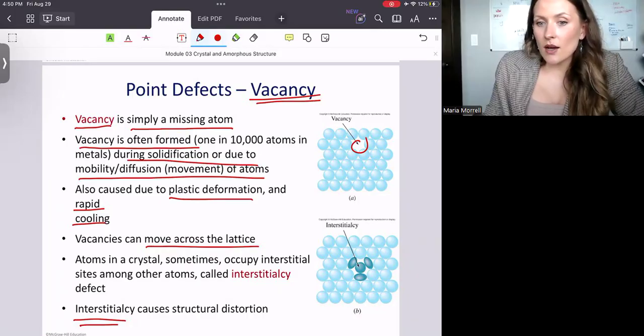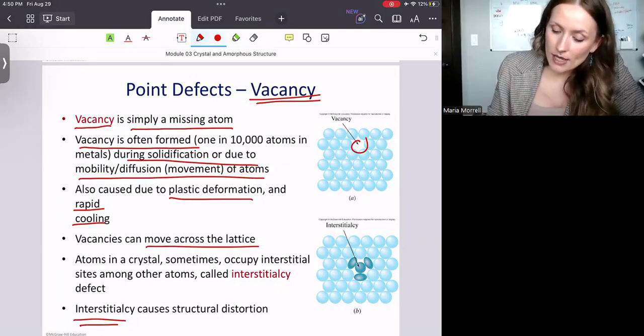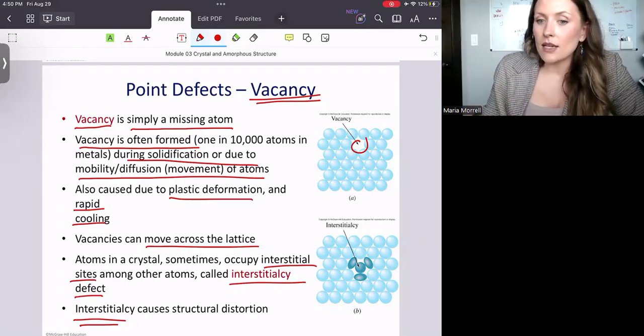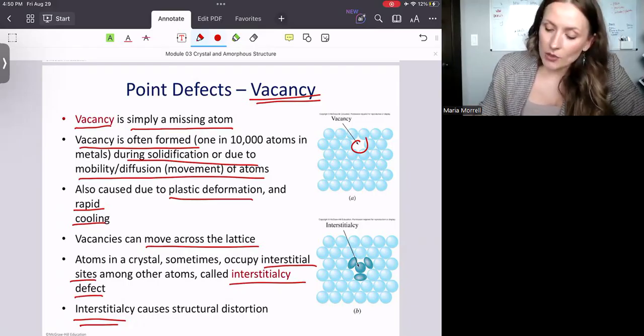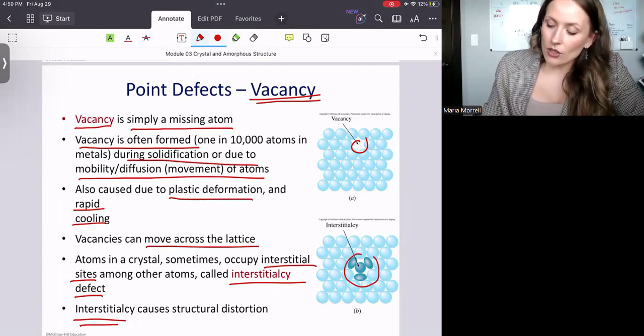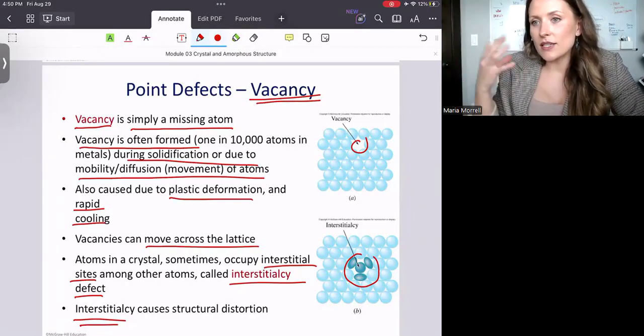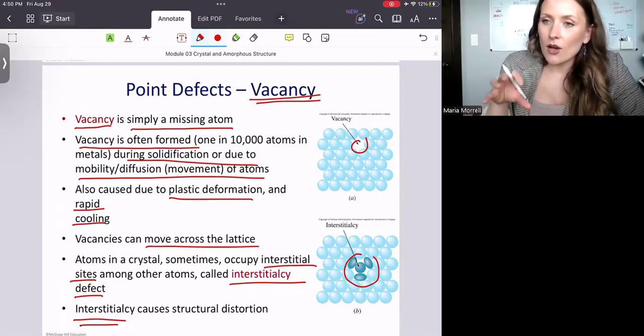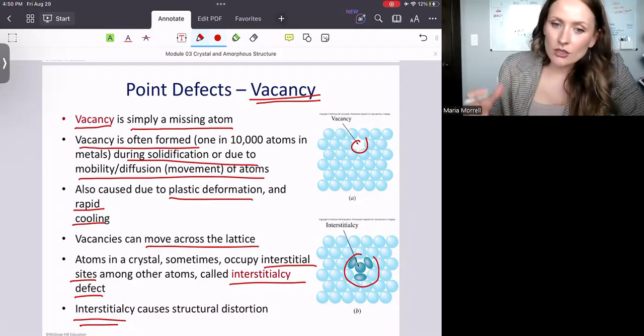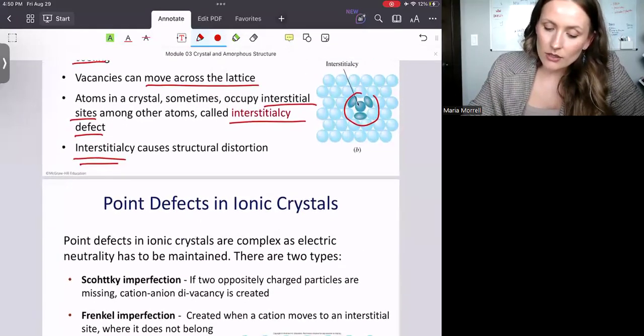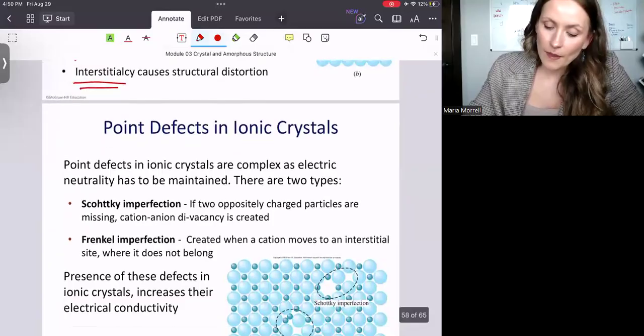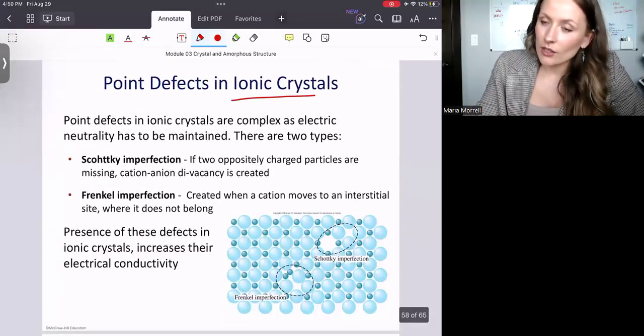And sometimes we can have a situation where an atom actually occupies an interstitial site, right? We can end up having this interstitial defect. It's an example right here. The atom is not in its regular position, but rather is taken in an interstitial site. And that's how under the microscope we will see the distortion, and we call it an interstitial defect, right?